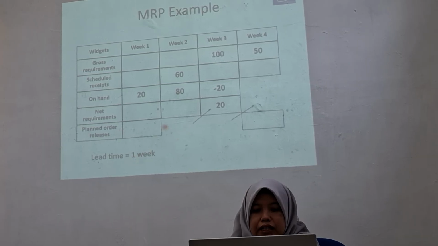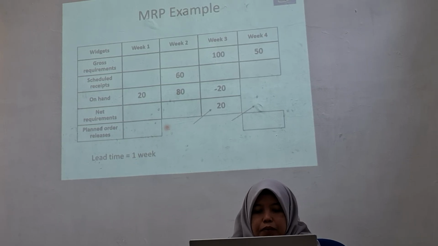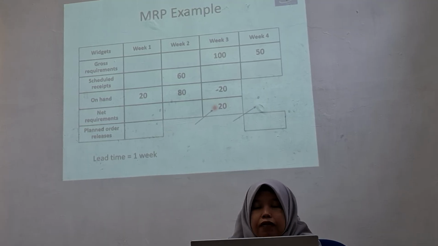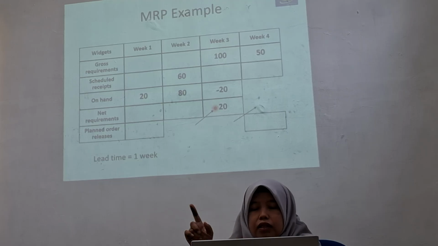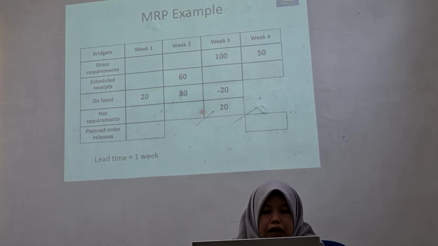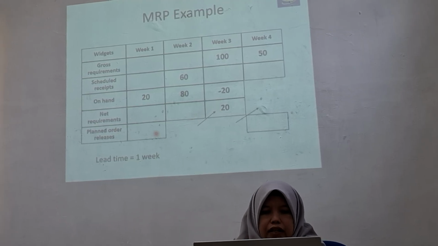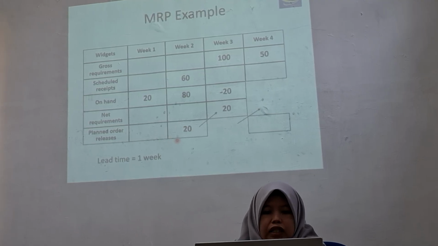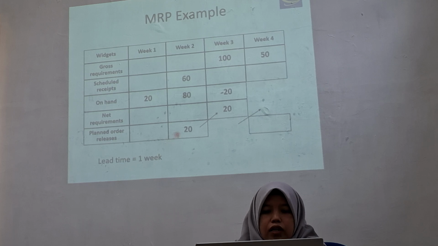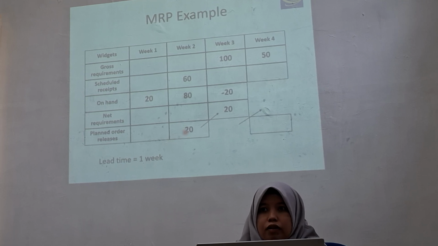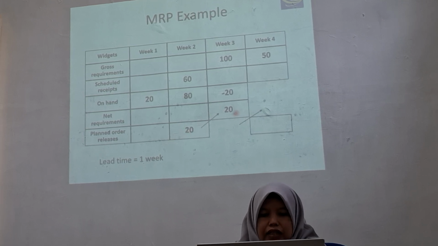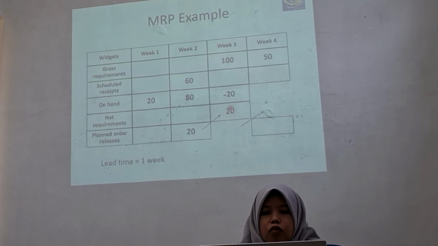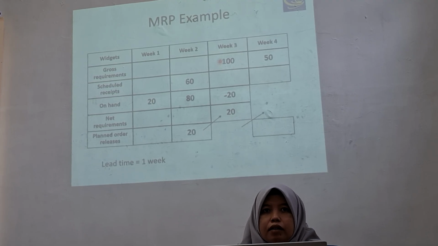Plan of the release. The planned order release is based on the lead time. So if we have net requirement 20 units in week 3, we must plan the release of about 20 units in week 2, because the lead time is 1 week. So 1 week after week 2 is week 3, when the units are received to fulfill the gross requirement.